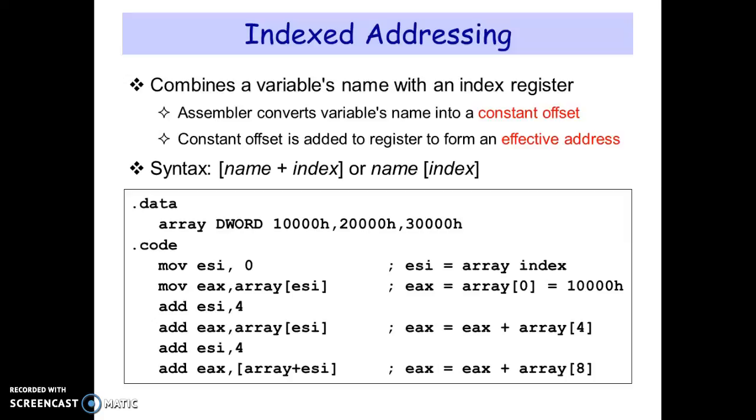In this example, it illustrates the first statement. The move instruction is used to hold the index value. The index value 0 is stored in ESI. The second instruction, move EAX, array of ESI, means the content of the array is stored in EAX. Finally, array of 0 is added with array of 4 and array of 8. These three array contents are added and then the resultant value is stored in the variable EAX.